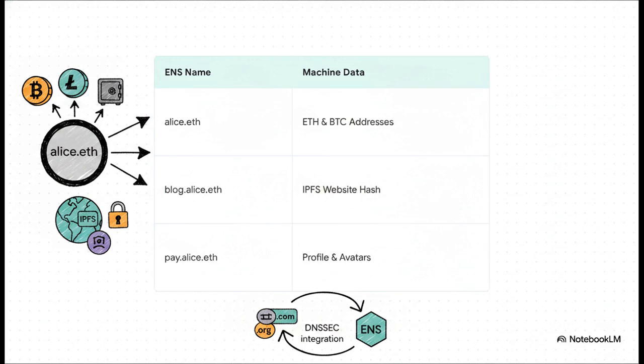Literally, one domain can route payments across multiple blockchains, meaning your ENS name can hold Bitcoin, Litecoin, and Ethereum addresses all at once. You can host censorship-resistant websites on IPFS through a content hash, or store profile metadata like avatars. You can even bring your legacy Web2 domains, like your traditional .coms, into the ecosystem using DNSSEC integration. It's the whole shebang, a unified identity across the entire Web3 space.